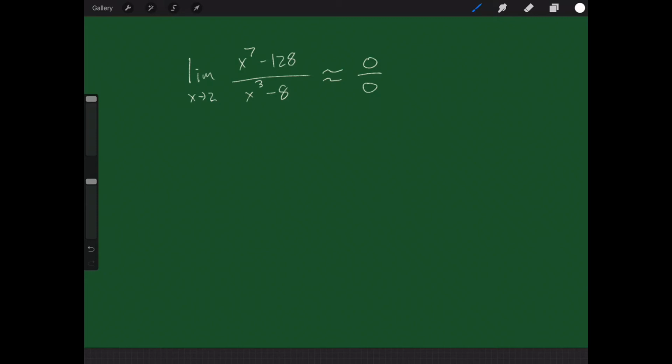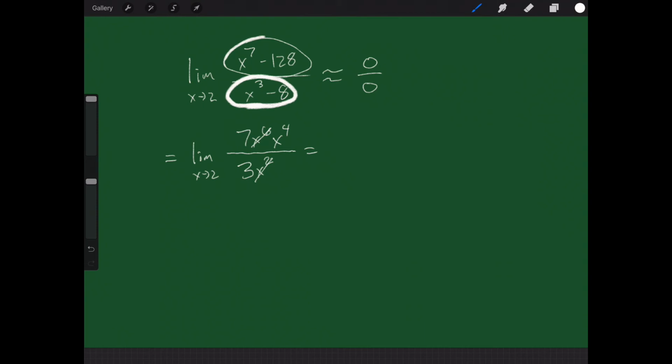I use L'Hopital's rule. So L'Hopital's rule tells me that this limit is going to be equal to the limit as x goes to 2 of the derivative of what's on top divided by the derivative of what's on the bottom. So what is the derivative of what's on the top here? Well, the derivative of the top is 7x to the 6th. And the derivative of what's on the bottom is 3x squared. All right, now I can do some cancellation here. The x squared and the x to the 6th cancel and give me an x to the 4th on top.